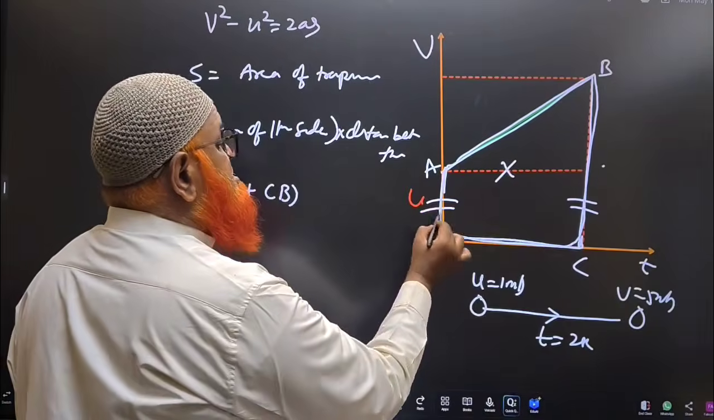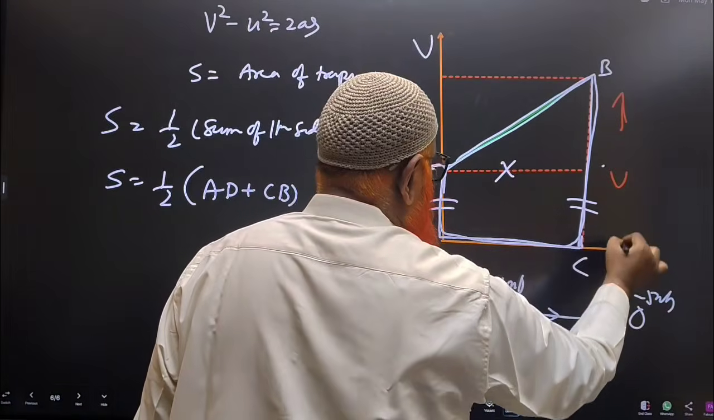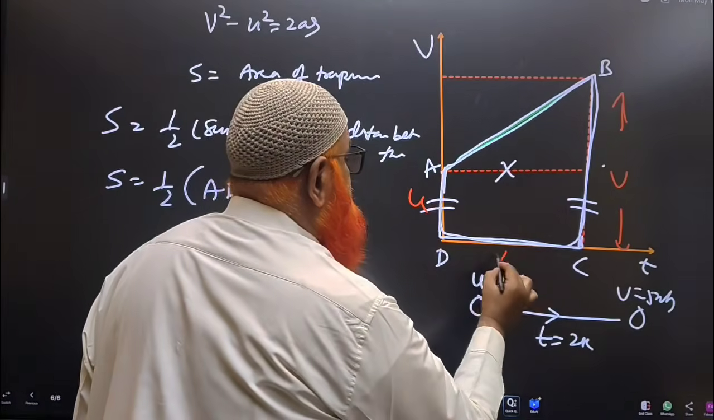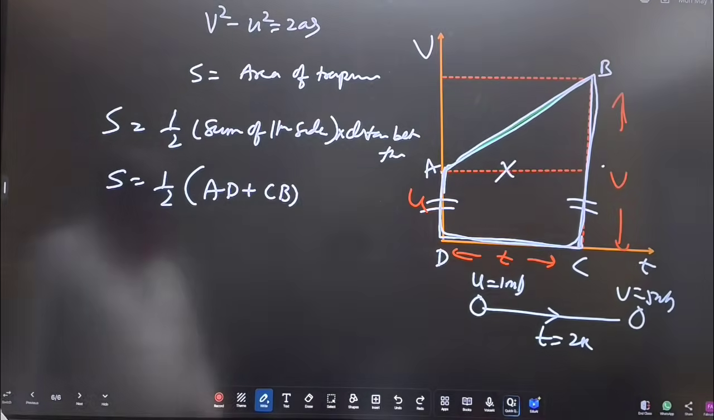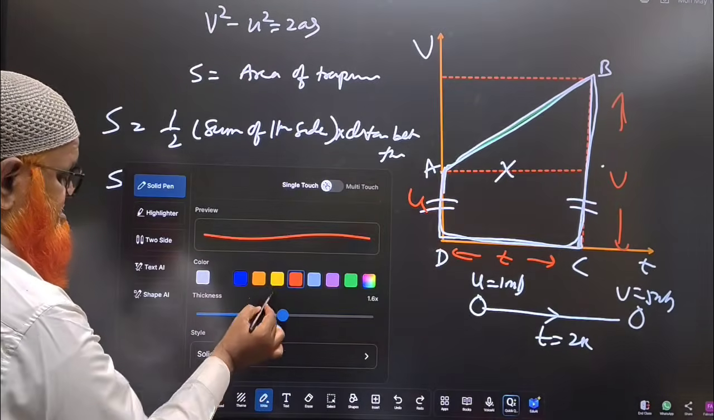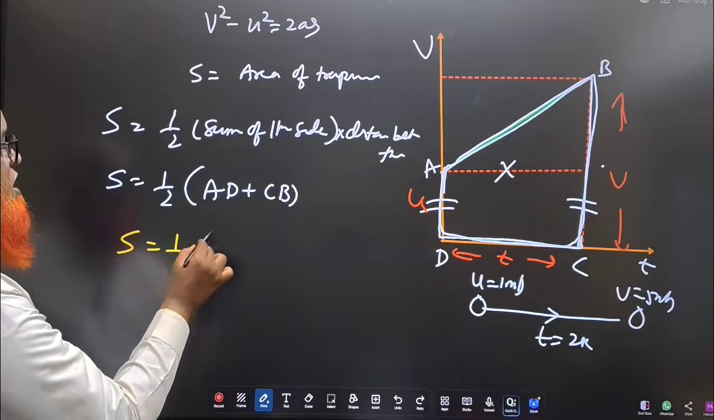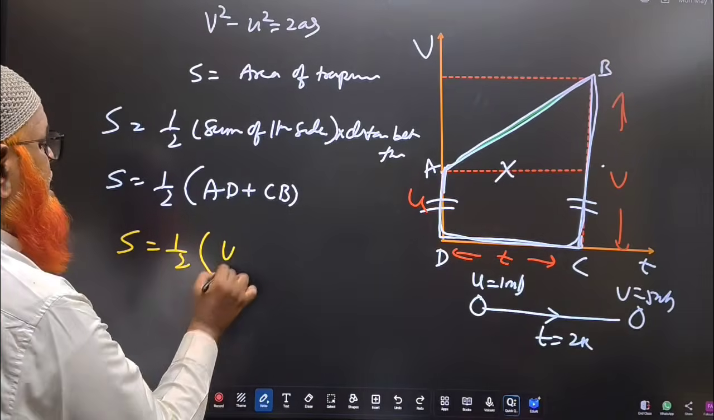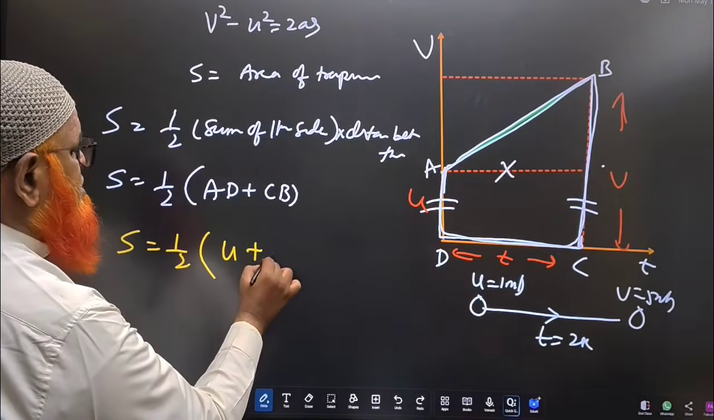Okay, now already you all know what you are knowing. What is that you are knowing? This is the initial velocity. This is going to be the final velocity. You know about this, isn't it? And the distance between them is going to be the time. You also know this one. So the same derivation, what I am going to do here is displacement is nothing but half into AD. What is AD, my dear? U. And what is CB? Which is nothing but V.